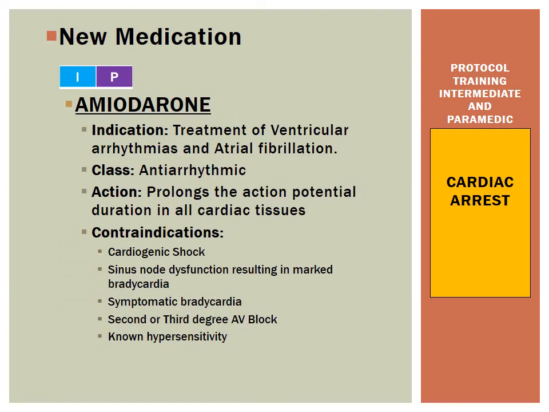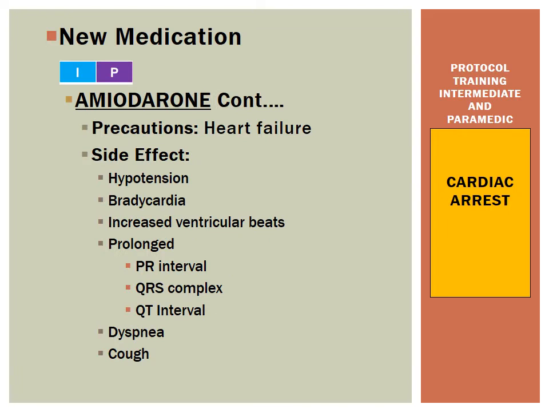Okay, so what is amiodarone? It is an antiarrhythmic. It's indicated in treatment of ventricular arrhythmias and atrial fibrillation. Its action is that it prolongs the action potential duration in all cardiac tissue. Contraindications to administering amiodarone are cardiogenic shock, sinus node dysfunction resulting in marked bradycardia, symptomatic bradycardia, second or third degree AV blocks, and known hypersensitivity to the medication.